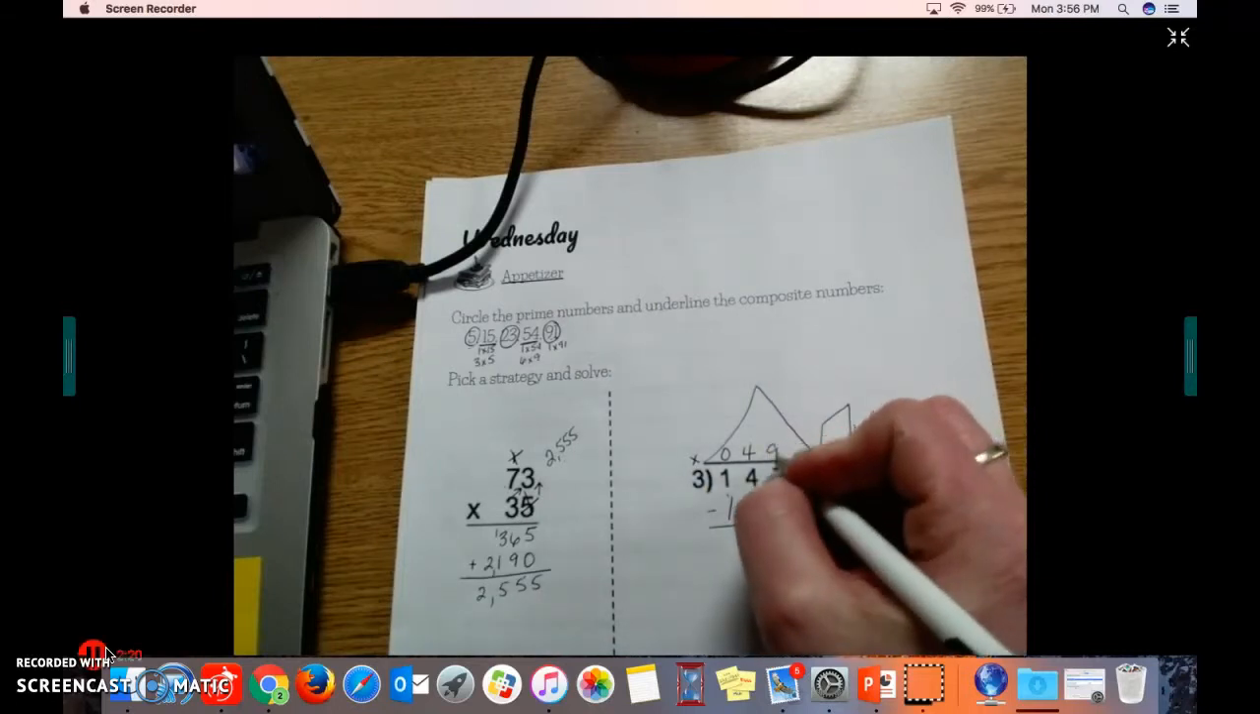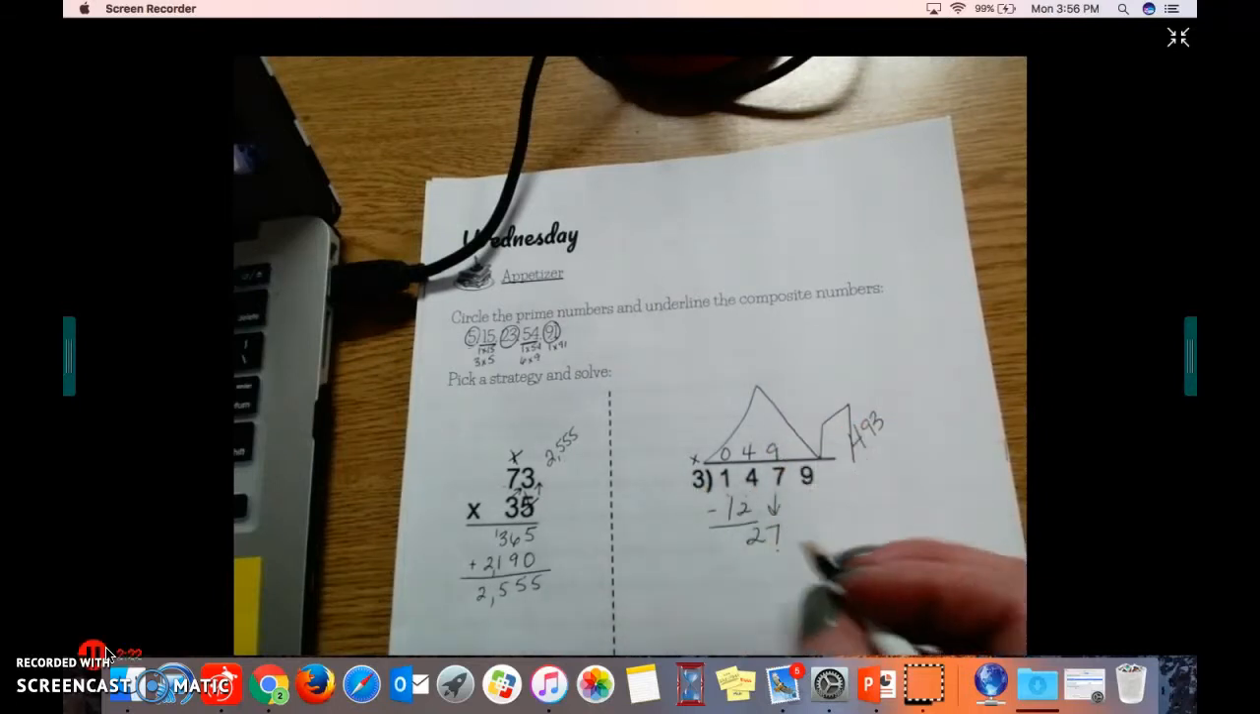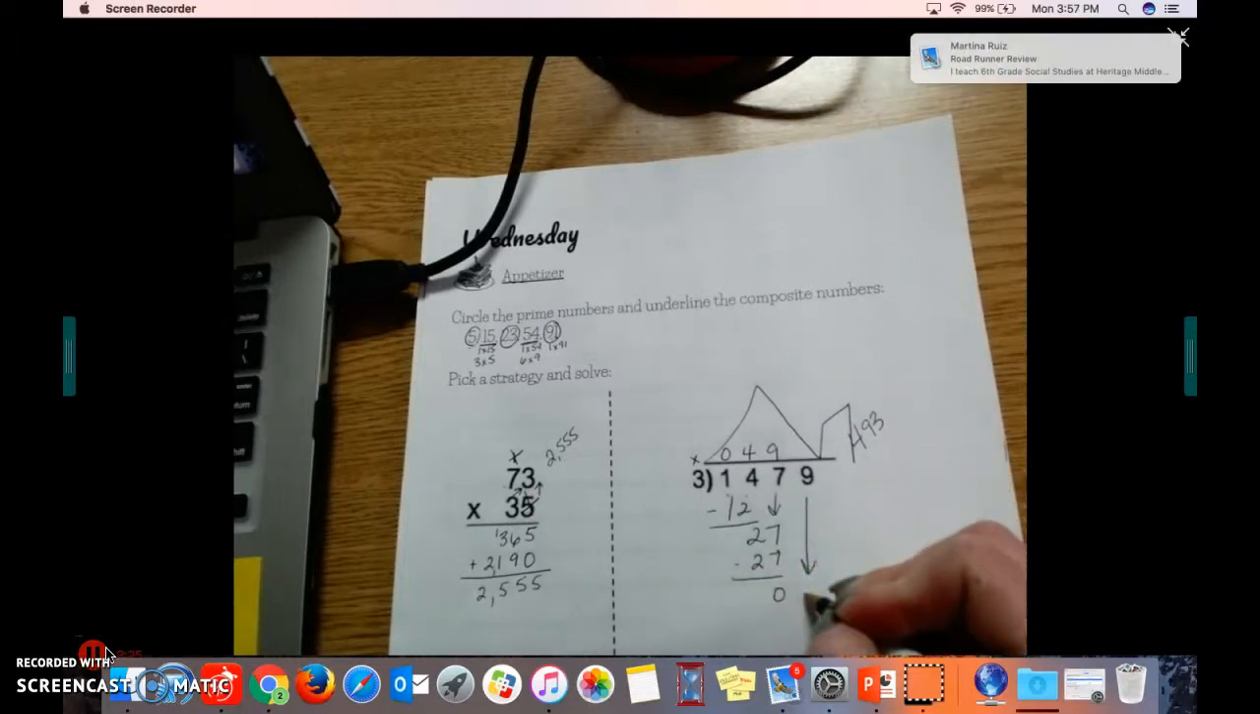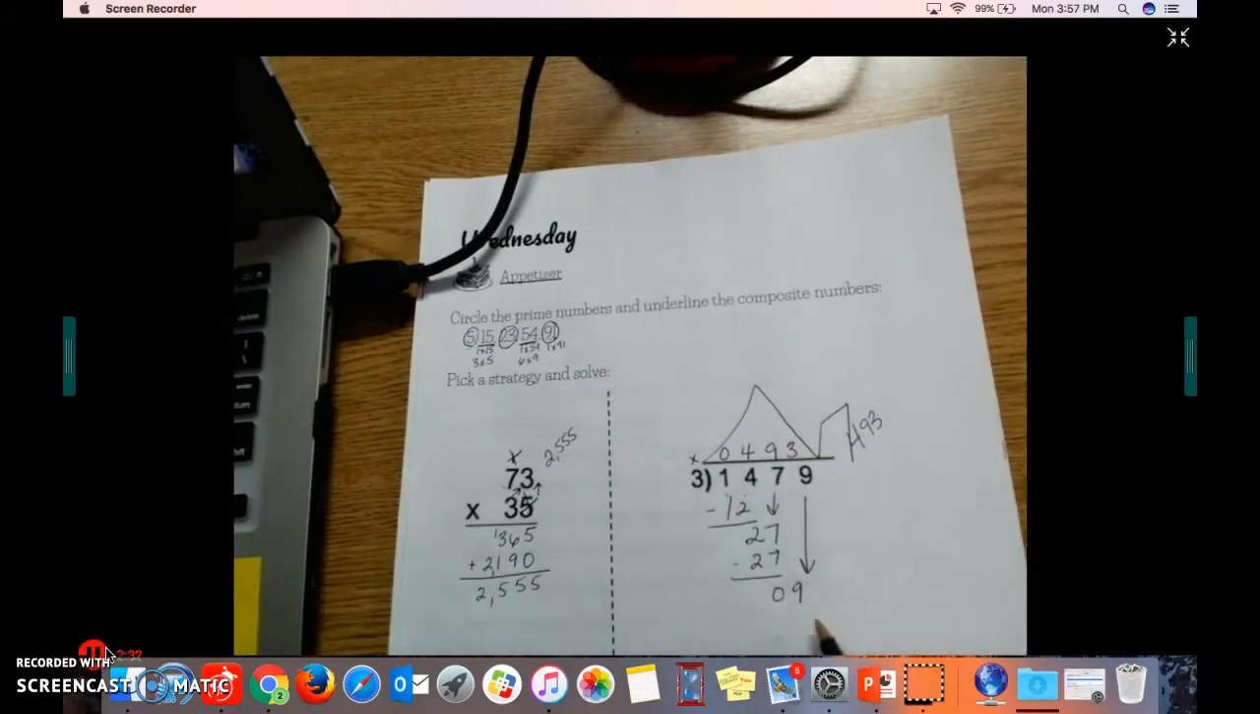Bring down my 7. 3 goes into 27 9 times. 3 times 9 is 27. 0, bring down my 9. 3 goes into 9 3 times. I have nothing left to bring down, and I have nothing left over, so I have no remainder. So my answer is 493. Okay? After you've checked and confirmed that you've gotten those correct, you're going to go on to the main course.